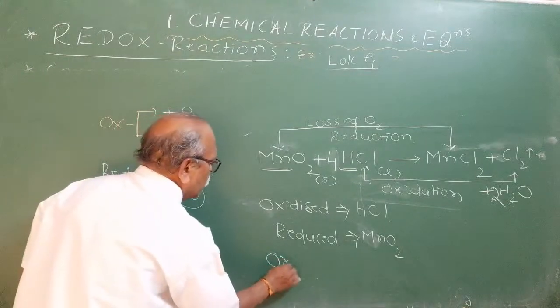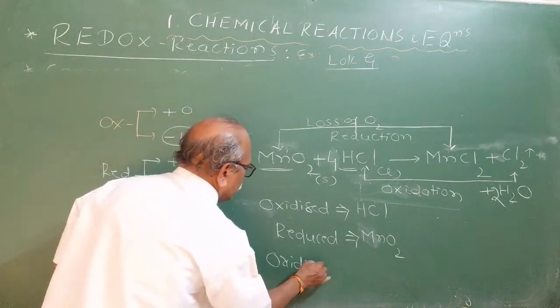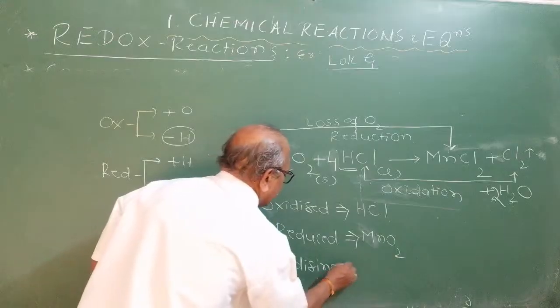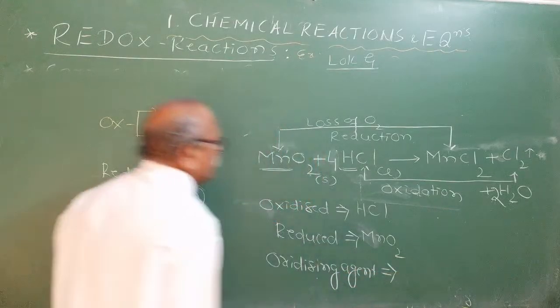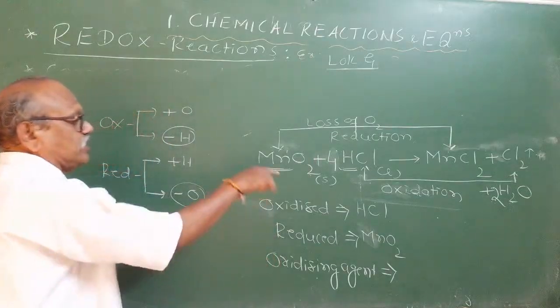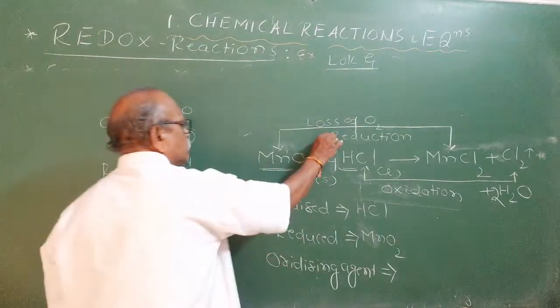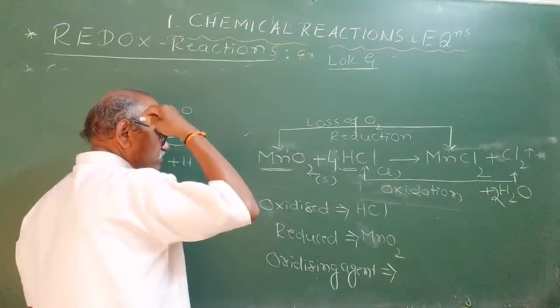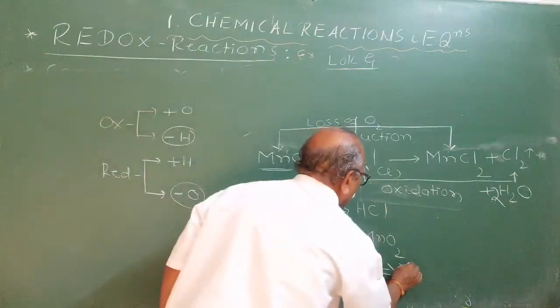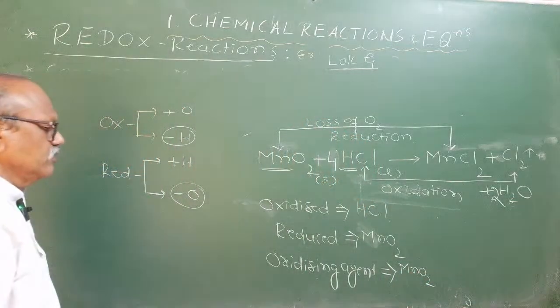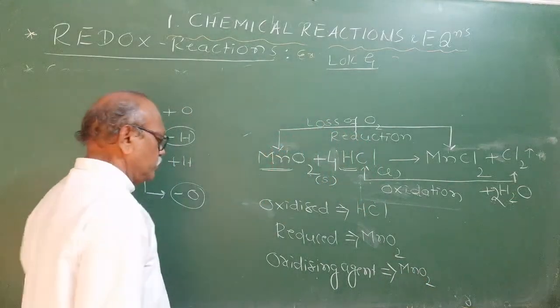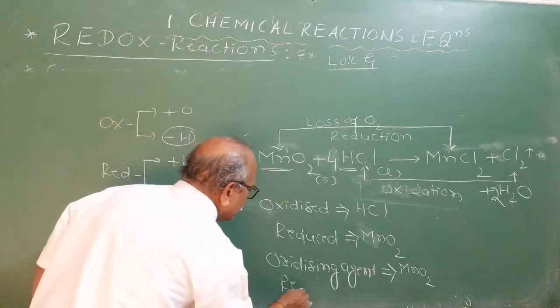Now tell me, what is oxidizing agent? Just now we studied what is oxidizing agent. Remember one word correctly. Oxidizing agent is the one that itself undergoes reduction. Which is undergoing reduction? MnO2. Therefore, you can directly say that MnO2 is oxidizing agent. Itself undergoes reduction.